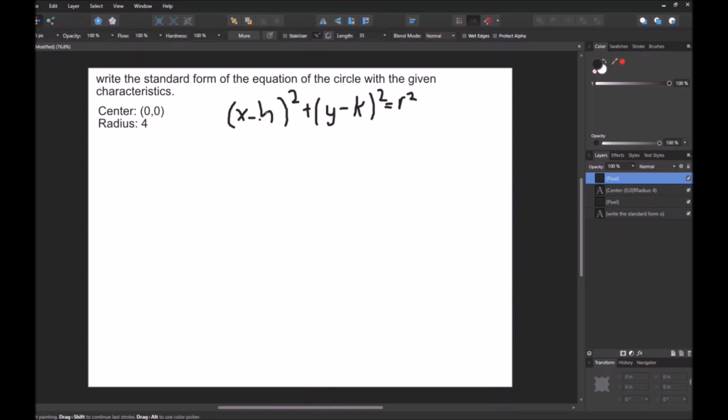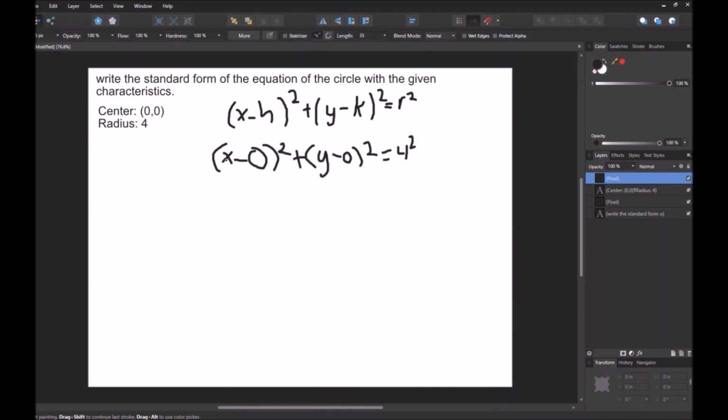r squared. And this h value is the x part of the center coordinates, if that makes any sense. So for example, in this center coordinates we're given, the x value here is 0, which means the h value here would be 0. Similarly, the k value is what this y value of the center is, so this would be 0 as well. And r is the radius. So we would write this as x minus 0 squared plus y minus 0 squared equals 4 squared.